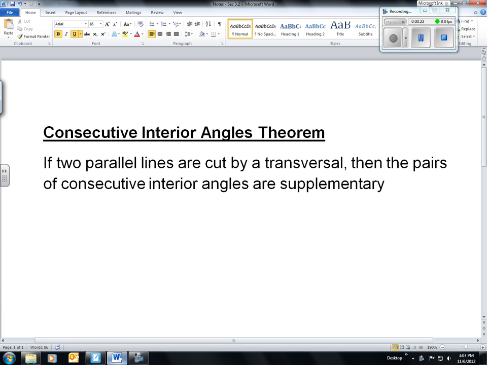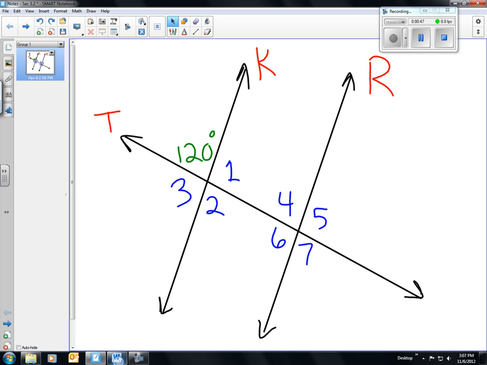The consecutive interior angles theorem says if two parallel lines are cut by a transversal, then the pairs of consecutive interior angles are supplementary. Okay, so a big point here to look at is the lines that are being cut have to be parallel. Okay, so they're being cut by a transversal, and the consecutive interior angles are going to be supplementary. So let's take a look at the diagram here.